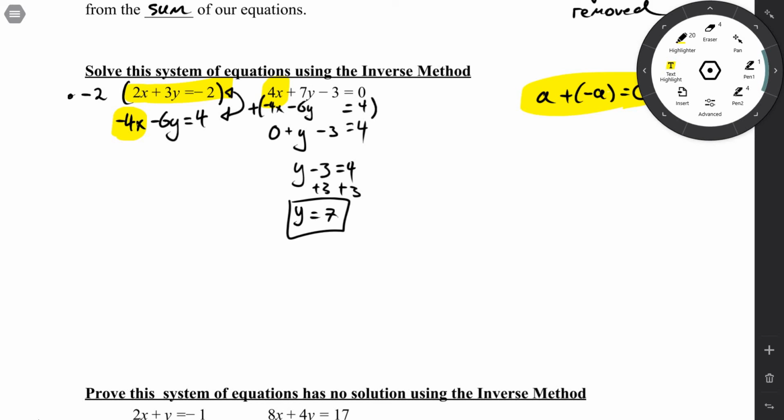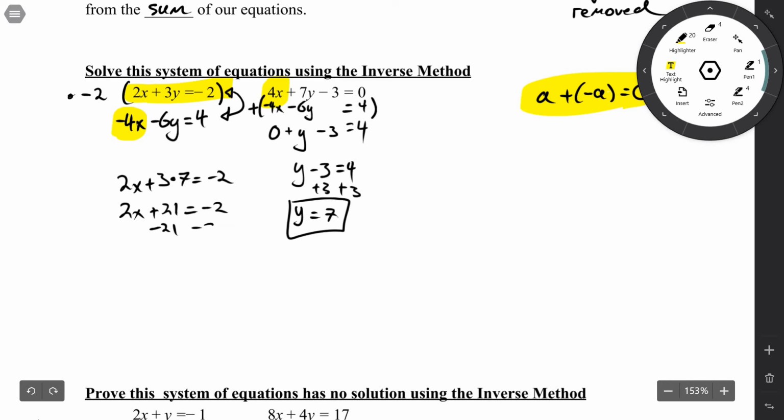So I'll plug in 7 for the y. So we have 2x plus 3 times 7 equals negative 2. Well, 2x plus 21 equals negative 2. I'll subtract 21 from each side, so I'll get 2x equals negative 23, and then divide each side by 2. We get x equals negative 23 over 2.